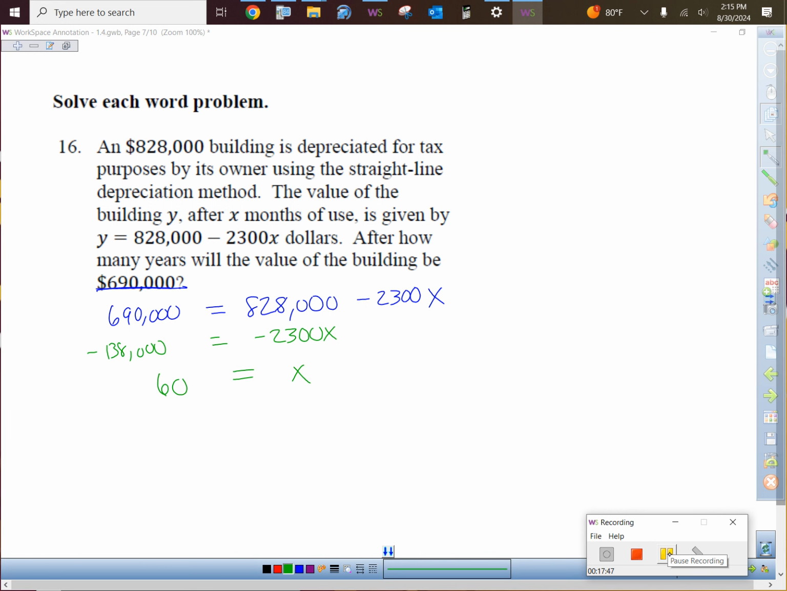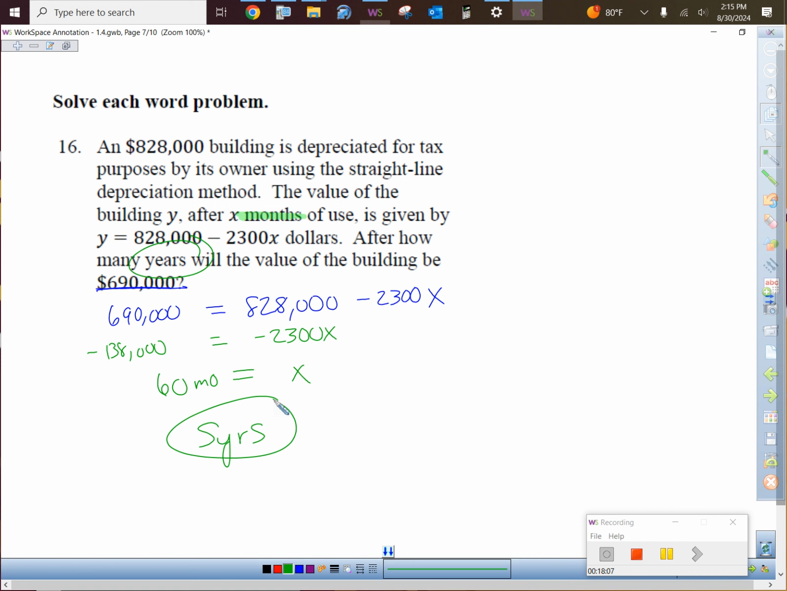So here's the algebra behind it, which is correct, but 60 is not the right answer. What does x stand for in this question? X what? Months. So this is 60 months. But they did not ask how many months. They asked after how many years. So what do you have to do to the number 60? Divide by 12, and that would be 5 years.